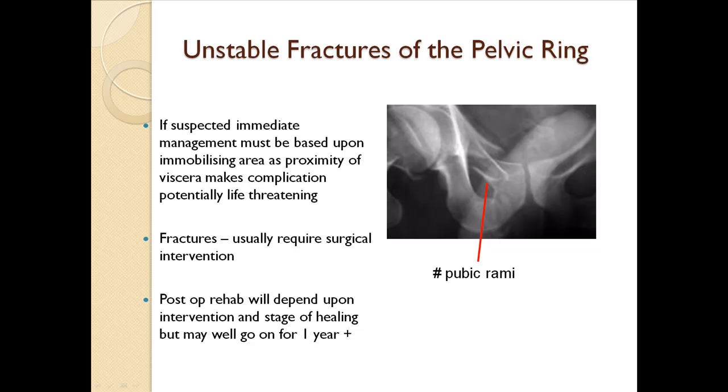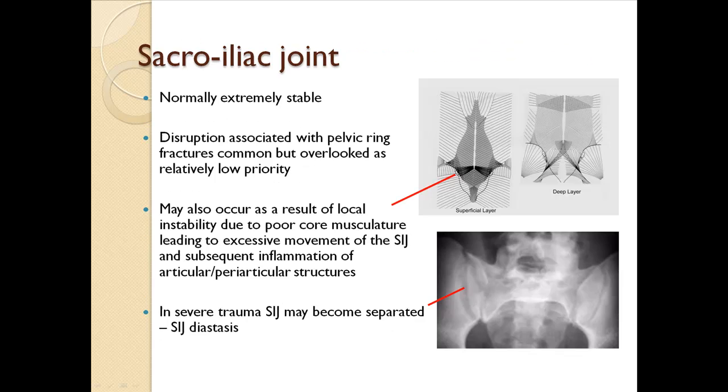Usually when there's an unstable fracture of the pelvic ring, severe trauma has taken place. The most common time we see these unstable fractures are falls from great heights or road traffic accidents.